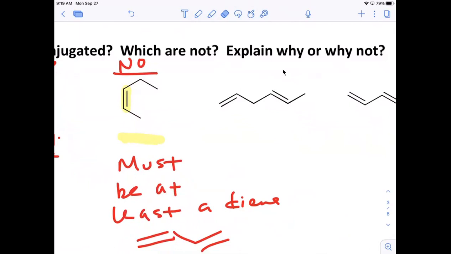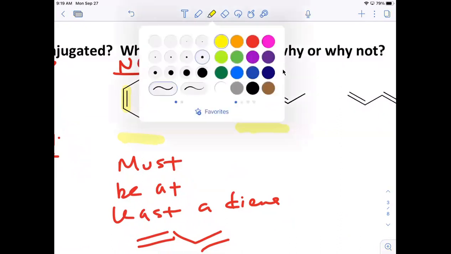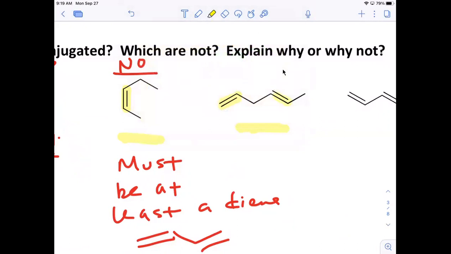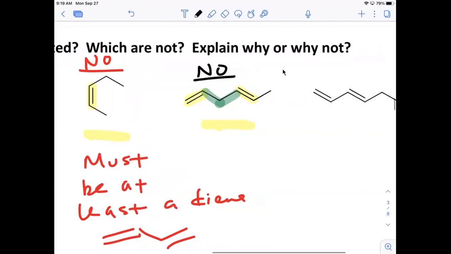What about the next one? Right here. What do you think? Not conjugated. No, it's not. You have a pi, but then in between that pi and the other pi, you actually have two sigma bonds. Do y'all see that? You have a sigma here and a sigma here. In order for it to be conjugated, you need that pi bond to be separated from the second pi bond by one sigma bond, not two. All right, what about the last one?